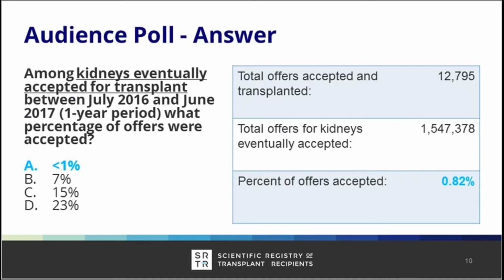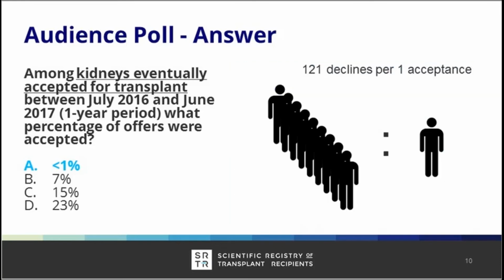So if you focus on the right table here, this is in that 1-year period, and these are kidney offers. There were 12,795 offers accepted. These were accepted and transplanted. The total offers for kidneys of those were 1.5 million and change. And so if you do the math there, that is 0.82% acceptance of kidneys. Another way to think about that is this slide, and I wasn't able to produce 121 people here, but that translates to, for every kidney that's accepted and transplanted, it went through an average of 121 declines.